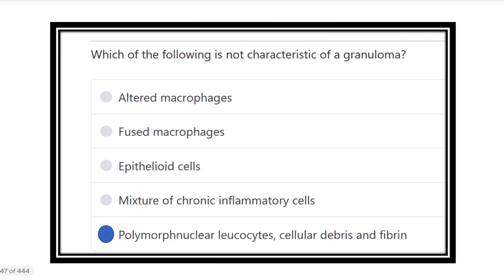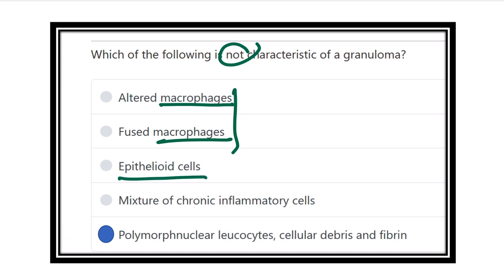So which is not a characteristic? Here first of all, the macrophage is present. That means all forms of macrophage are present in case of chronic inflammation. And also there is the epithelioid cell, the modified form of the macrophage. Also there is a mixture of chronic inflammatory cells. What is the mixture of chronic inflammatory cells? Macrophage, lymphocyte, plasma cell. Also there is altered macrophage, fused macrophage, epithelioid cell. So they are the chronic inflammatory cells.